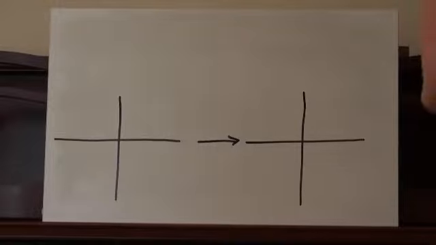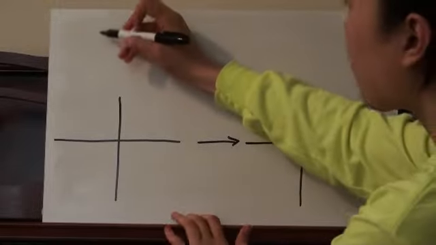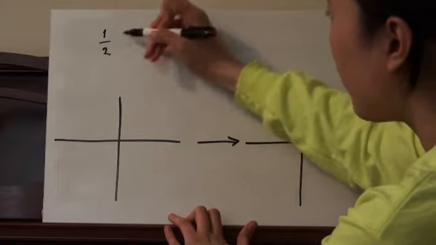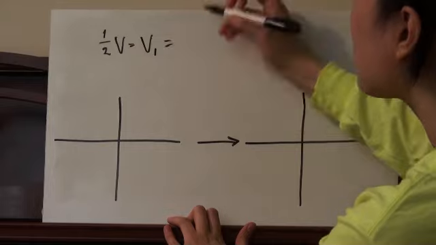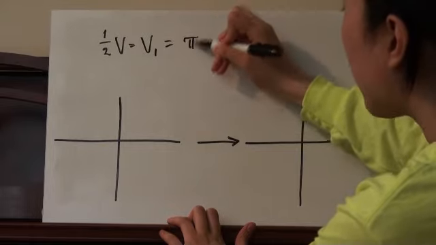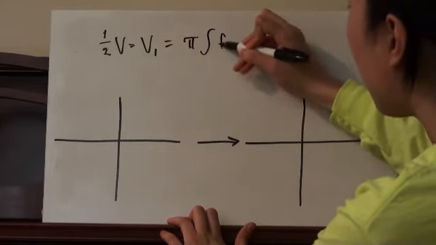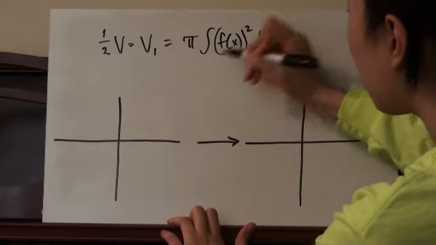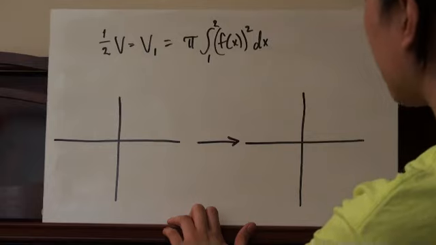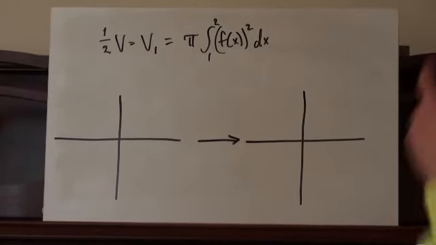So now we're going to take a closer look at the second method, which gives us the equation 1/2 volume, or V1, equals pi times the antiderivative of f of x squared on the interval 1 to 2. Let's graph the equation and its solid.